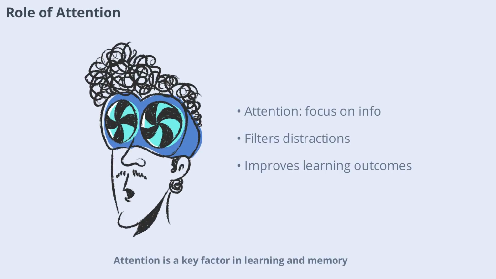Attention is a key factor in learning and memory. It determines what information gets encoded and stored. Without attention, even the most interesting material may be forgotten. Cognitive psychologists study how we focus on relevant information while filtering out distractions. Techniques like minimizing interruptions and using cues can help improve attention, leading to better learning outcomes. Understanding attention's role helps educators design more effective lessons and environments.